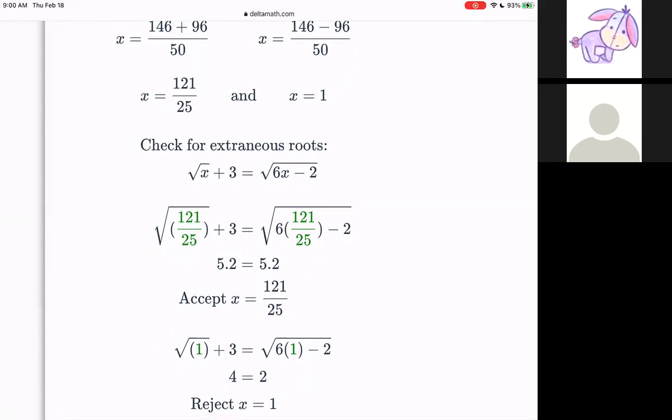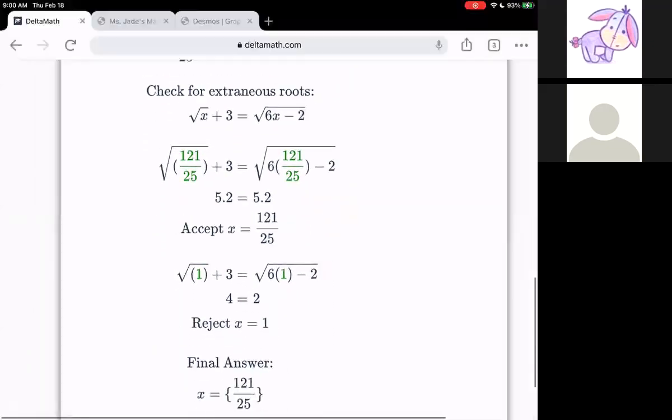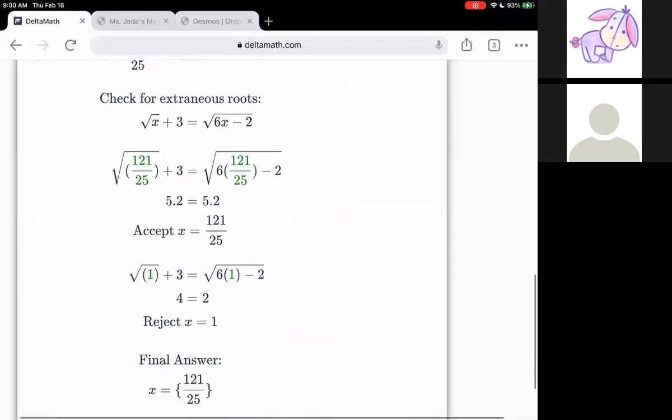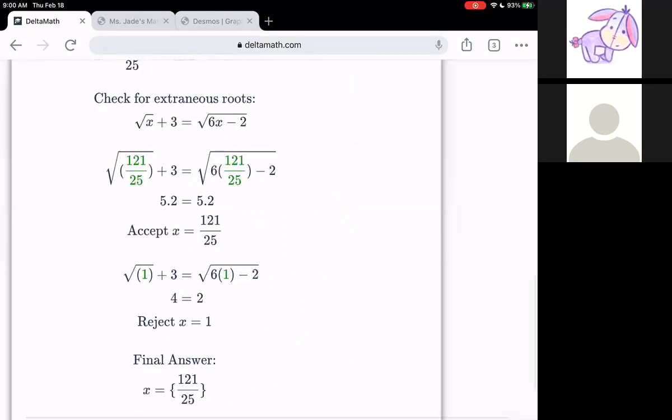Therefore, we only accepted 121 over 25, and we rejected x is equal to 1. So our final answer is just one solution, which is just 121 over 25. Okay, any questions on this one?